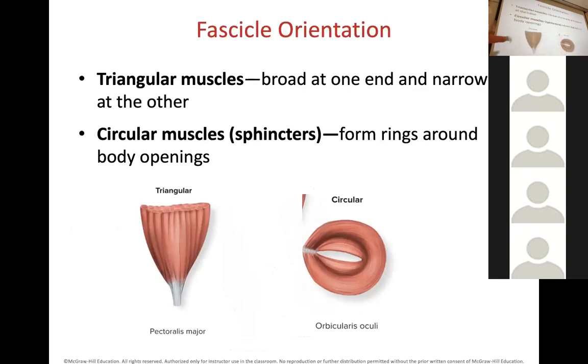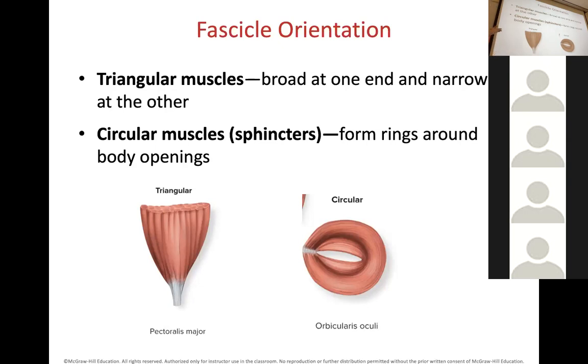Triangular muscles have fascicles oriented like a triangle, pretty straightforward. So broad at one end, and then it tapers down to the tendon at the other end. So the pectoralis major is a good example of that. One of your main thoracic muscles in your chest.